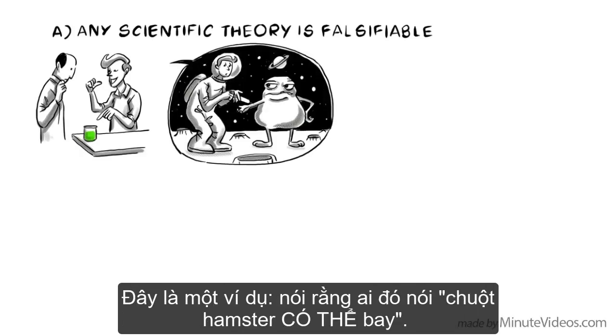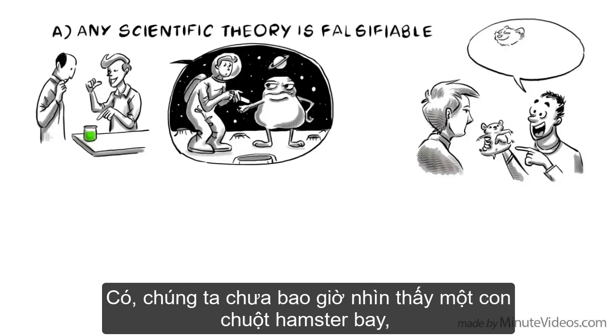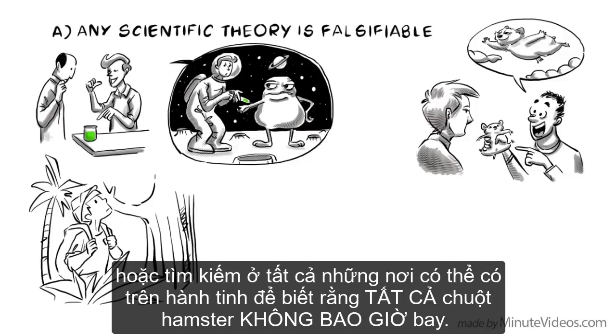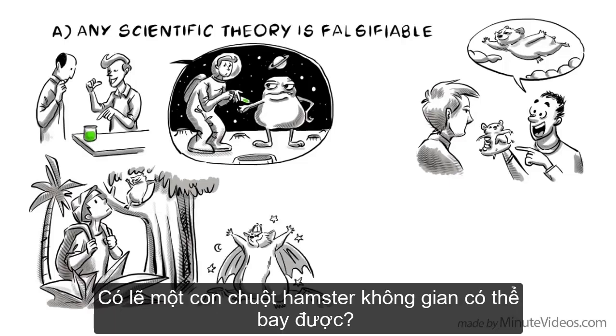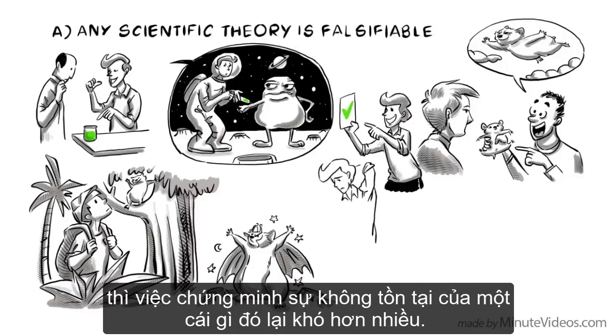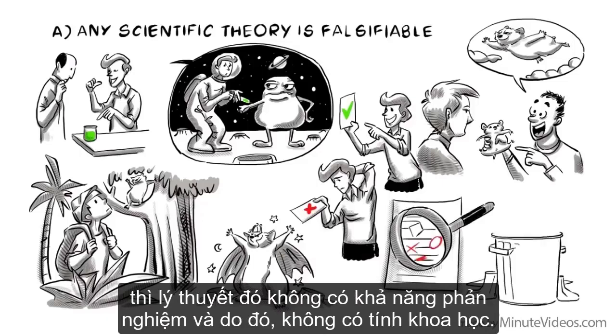Here is one example. Say that someone says, hamsters can fly. We cannot prove that this is false. Yes, we have never seen a hamster fly, but we can't test all possible conditions or look in all possible places on the planet to know that all hamsters never fly. Maybe a space hamster does. So while we can often prove that a phenomenon exists, it's much harder to prove the non-existence of something. If your theory can't possibly be proven wrong, then it's not falsifiable and hence not scientific.